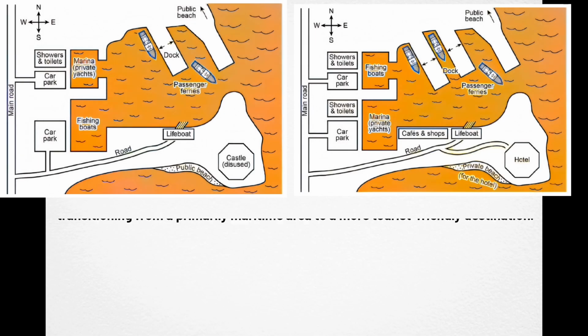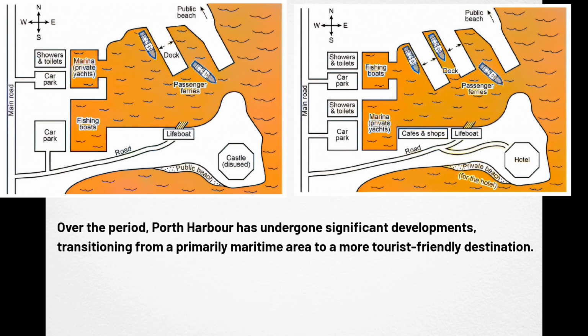In the overview, we wrote, "Over the period, Porth Harbor has undergone significant developments, transitioning from a primarily maritime area to a more tourist-friendly destination." This is an excellent way to capture the overall trend, something the IELTS examiners specifically look for in a Task 1 response. We clearly pointed out the major shift, from a focus on maritime activities to tourism, which is exactly the kind of summary that scores highly. By mentioning significant developments, we showed the scale of change without going into unnecessary detail too early.